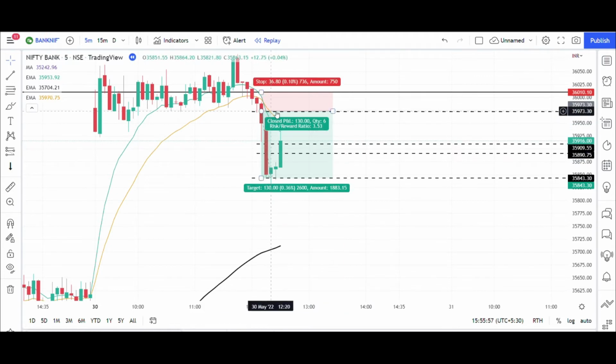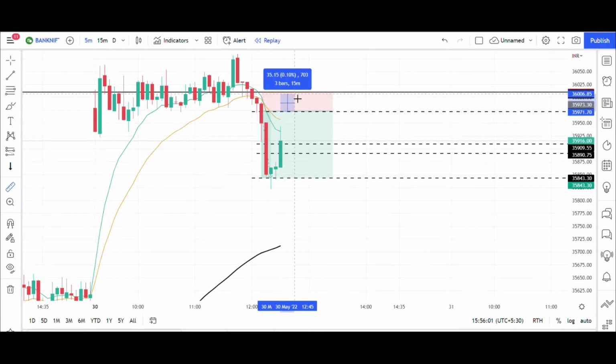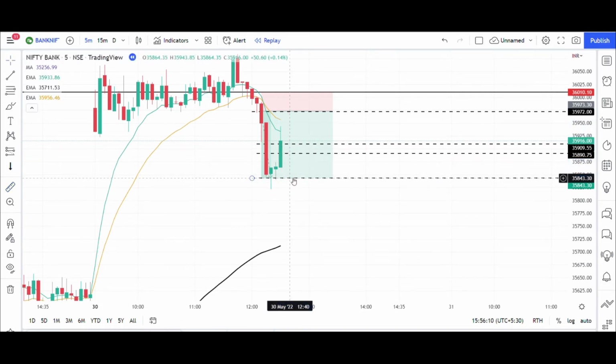So you got from here, to give only 37 or 40 points, you already get 130 points. Isn't it good? This quick short. So you don't have to be in the trade with the same situation. So this is the first scenario and the first example of the short trade.